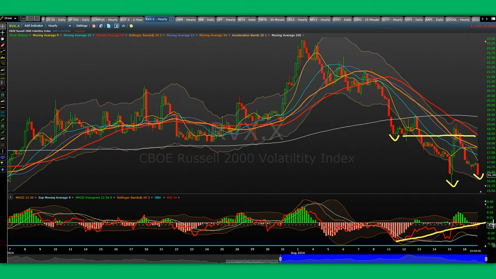Positive divergences or negative divergences do not happen instantaneously. They normally take 24 to 48 hours to play themselves out. Just the nature of the beast.